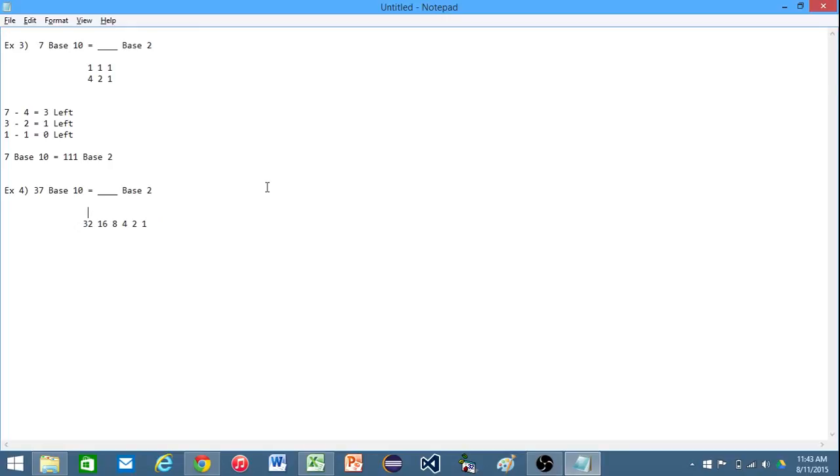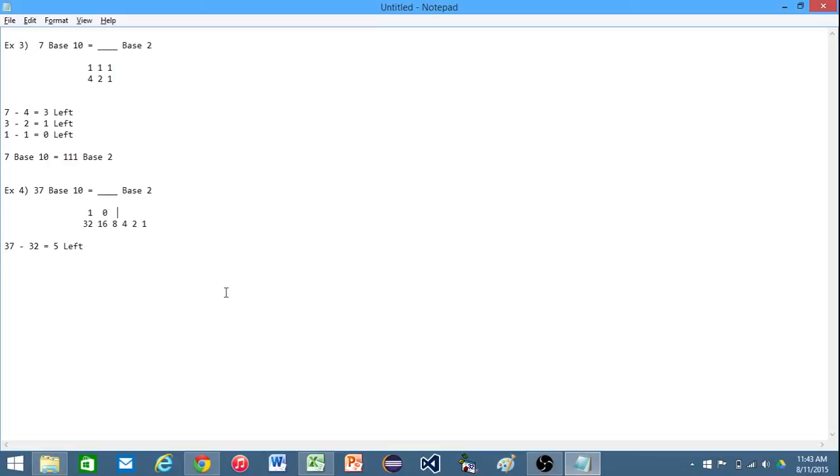Next thing that we'll do is we will take away 32 from 37. Once we do that, we can go ahead and come down and start doing our subtraction problems. We can take 37 minus 32. That's going to give us 5 left. So we have 5 left that we have to account for. We go to the 16. Can 16 be taken away from 5? Well, it can, but it will be a negative number, so we're not going to do that.